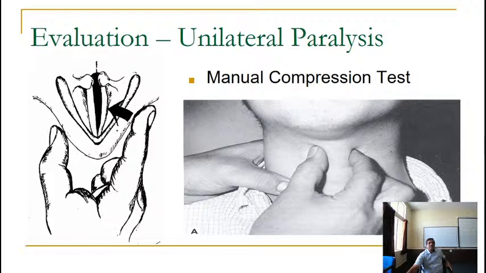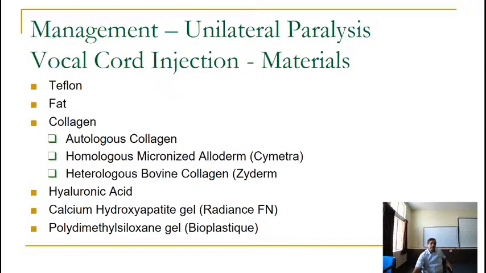Now, for the evaluation of unilateral paralysis, there is a simple test. Where there is a vocal cord palsy on one side, ask the patient to phonate, and you just compress on the side where there is a paralysis. The vocal cord is pushed medially, so there is good approximation of the vocal cords and the voice becomes better. In such conditions we can do a procedure called medialization of the paralyzed vocal cord.